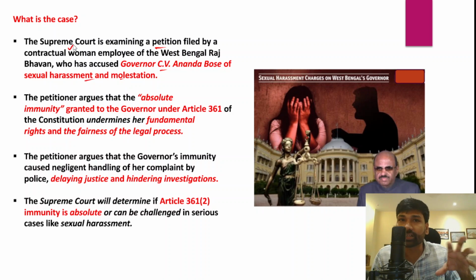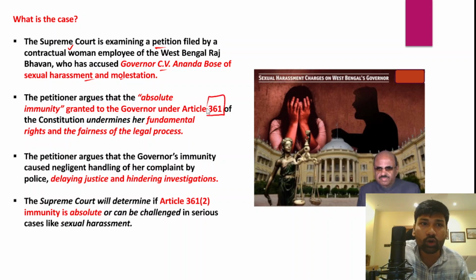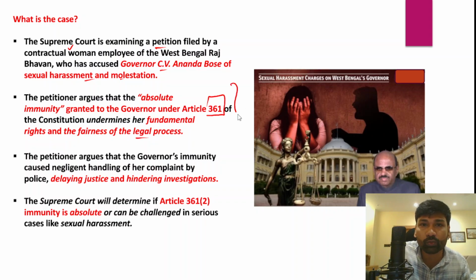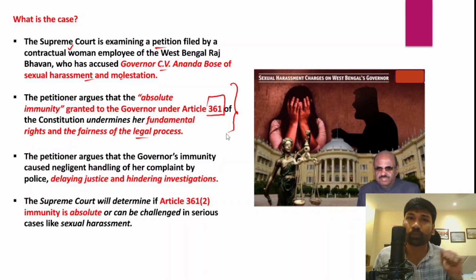In fact, the petitioner, the woman who approached the Supreme Court, argues that the absolute immunity granted to the governor under Article 361 of the Constitution undermines the fundamental rights and fairness of the legal process, and that was her contention in the Supreme Court. She also argues that Article 361 is not absolute. Hence the Supreme Court must examine the issue of the governor's immunity.